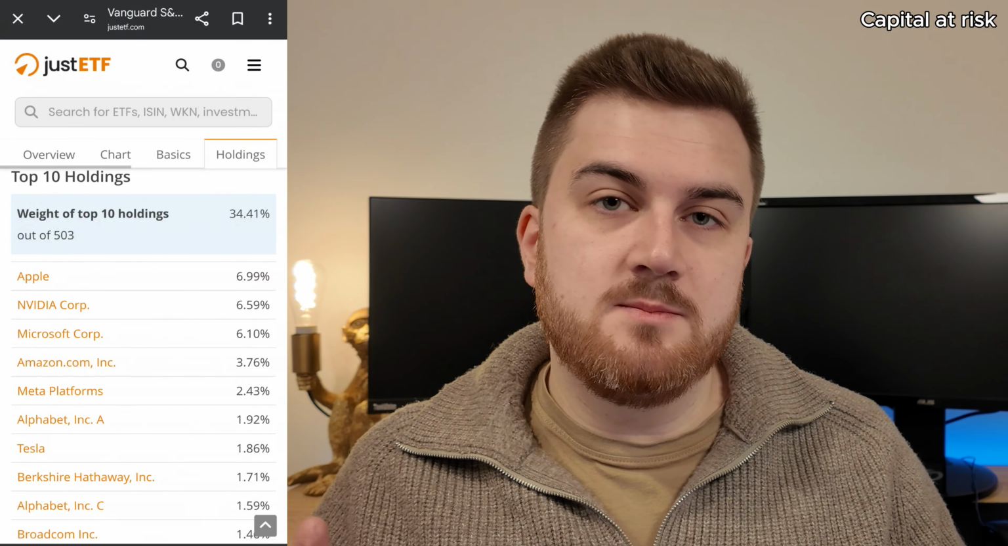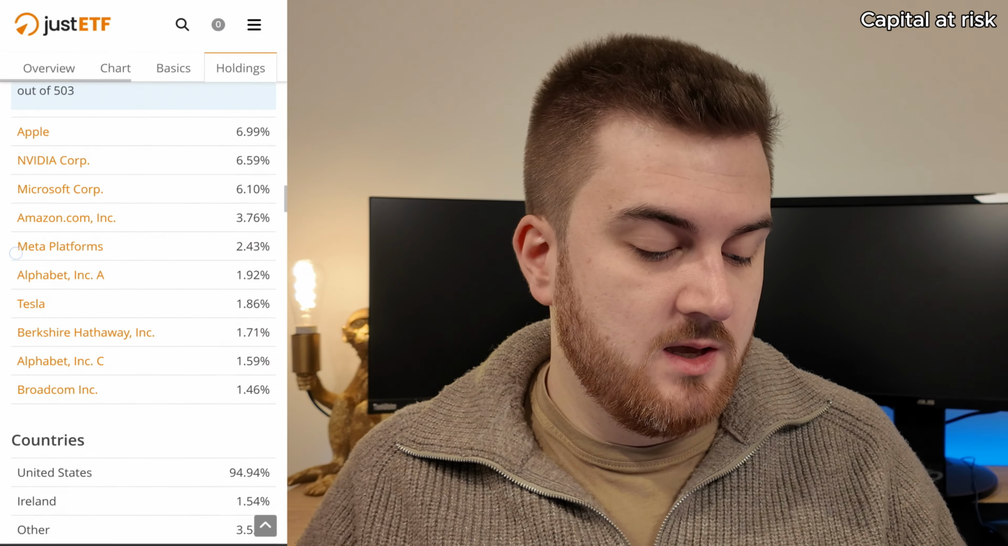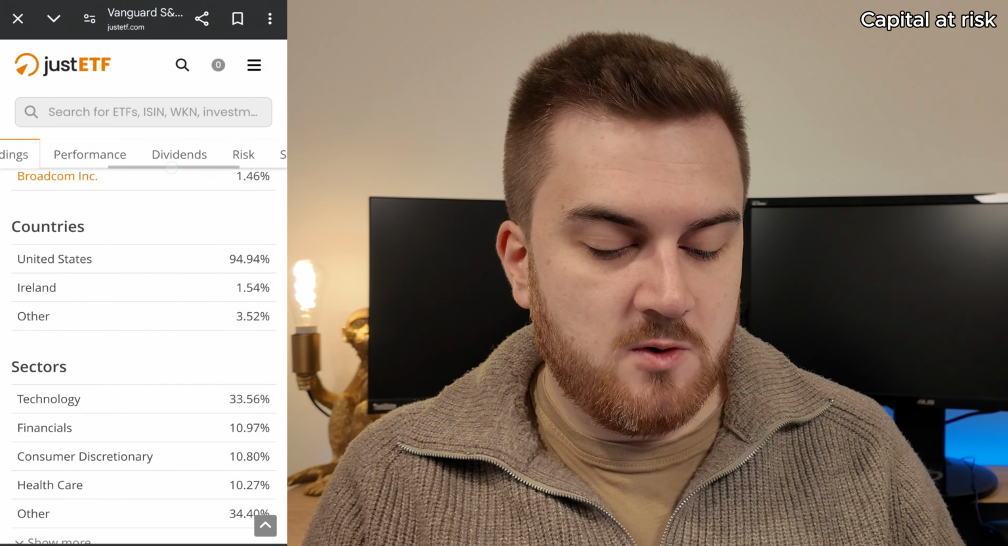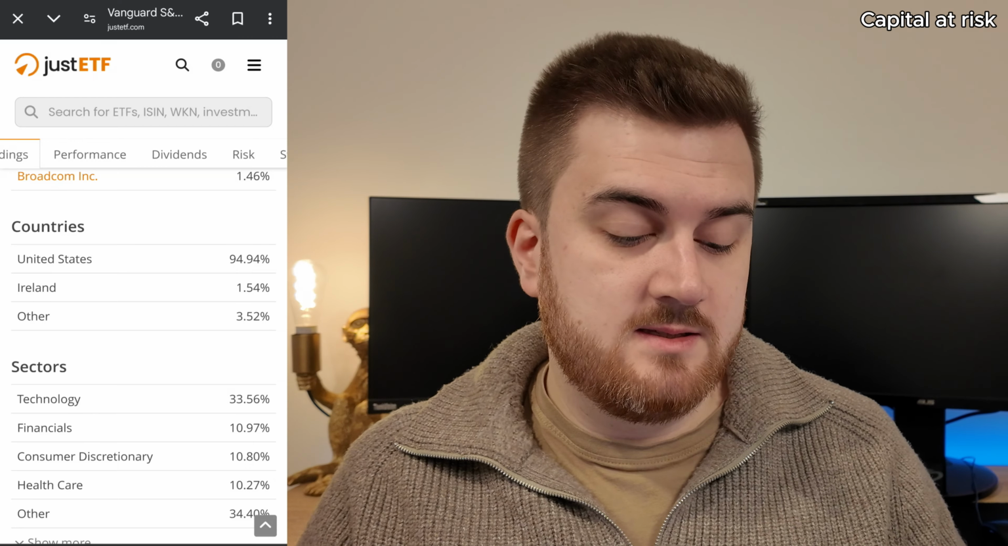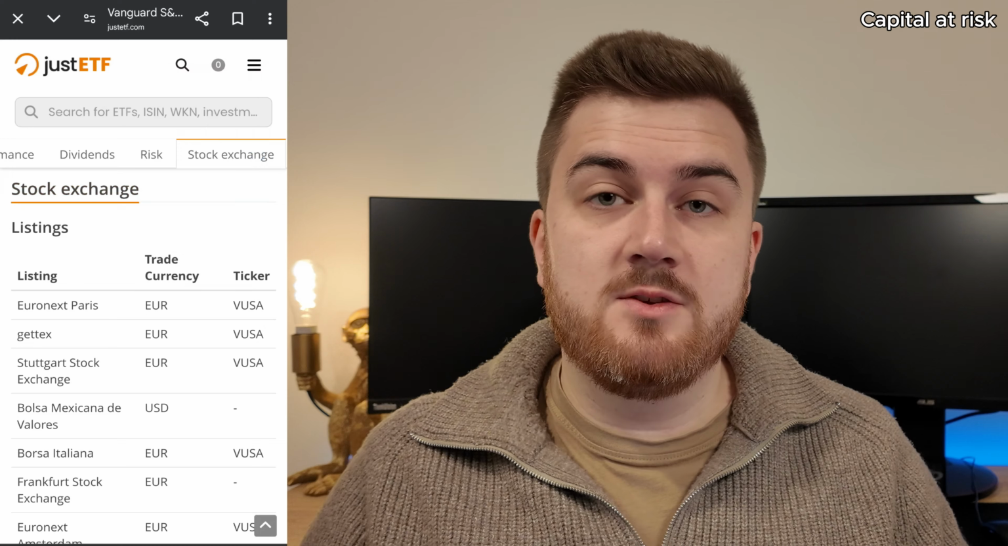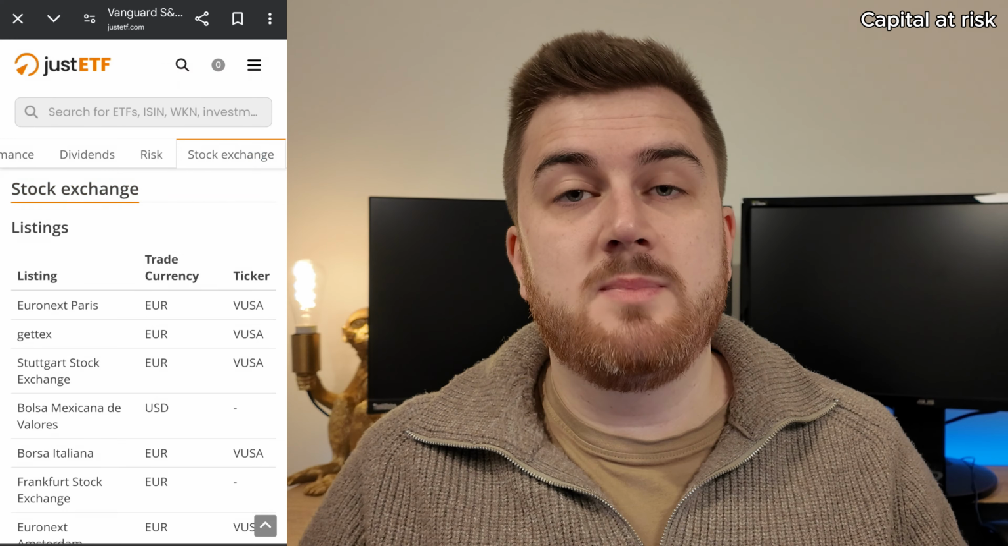So the holdings, this is an S&P 500 ETF, nothing surprising here. Country breakdown and sector breakdown. A couple other things to see on here. You have performance stats, dividend stats, risk stats, stock exchange. This is useful if you find an ETF that trades in euros or dollars and you want to find the pound listed version.